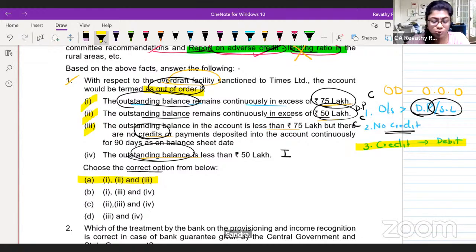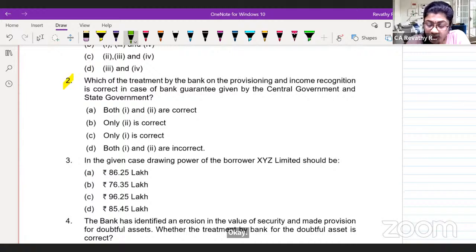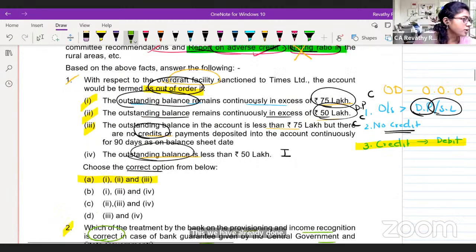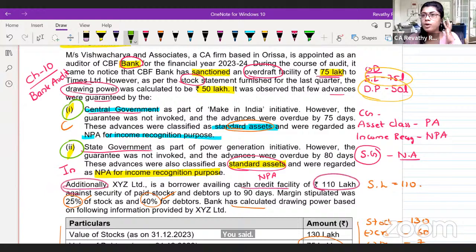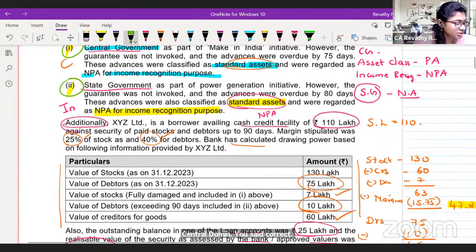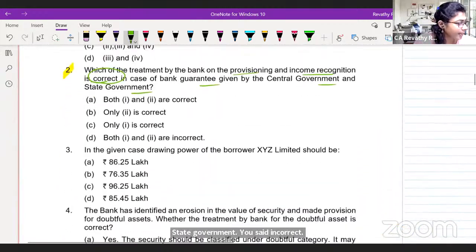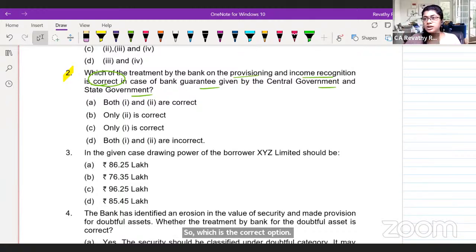Okay. Question 2. Which of the following treatment by the bank on provision and income recognition is correct in case of central government and state government? This we have already done. You said 1 correct, 2 correct, both wrong. Central government you said correct. State government you said incorrect. So which is the correct option? A, B, C, D. Okay. Lock C.